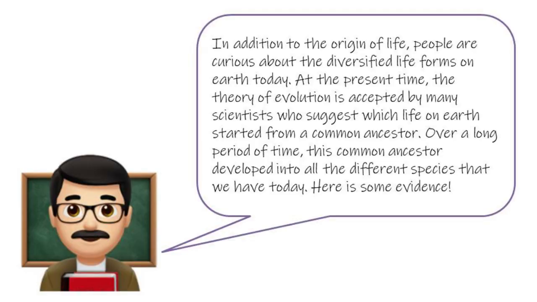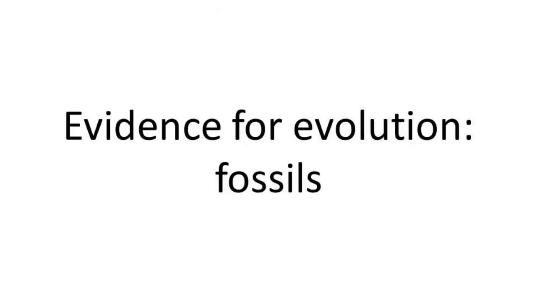In addition to the origin of life, people are curious about the diversified life forms on Earth today. At the present time, the theory of evolution is accepted by many scientists, who suggest that life on Earth started from a common ancestor. Over a long period of time, this common ancestor developed into all the different species that we have today. Here is some evidence. The first evidence for evolution: fossils.